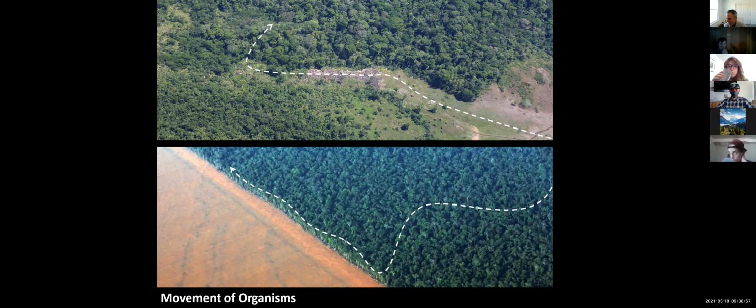So edges provide access to resources and the conditions of the adjacent ecological environment and systems. Edges also delineate resources and conditions that influence and define the distribution of different organisms. So edges are really important in terms of thinking about how they influence where organisms live and the types of organisms that you'll find in the different environments.